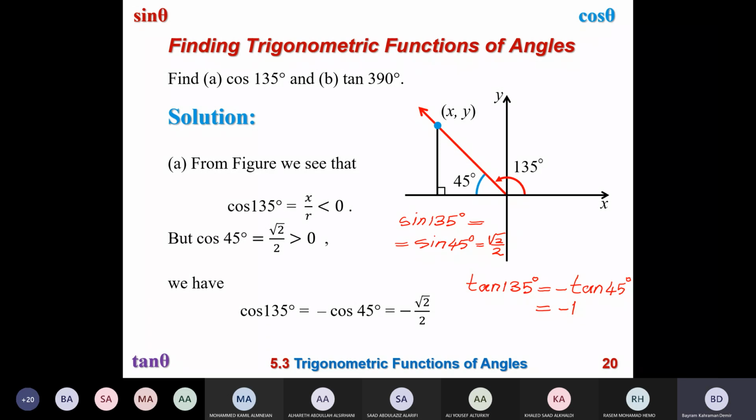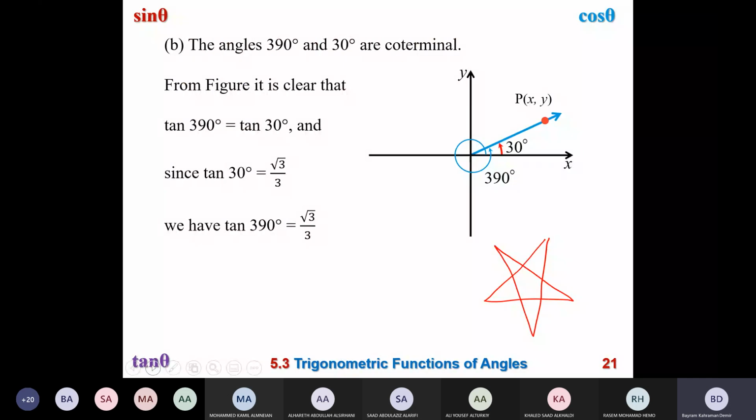Okay. The next one is tangent of 390 degrees. Well, let's go to the next slide. Tangent of 390 degrees. When you find this, because it is greater than one rotation, 390 degrees is greater than one rotation, so we like to find the coterminal of the 390 first.